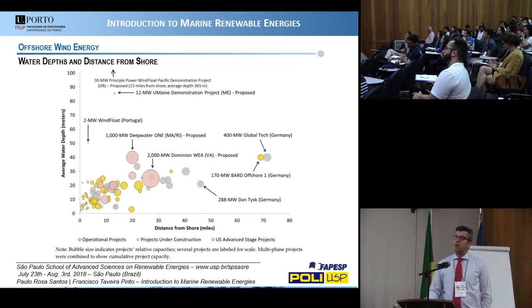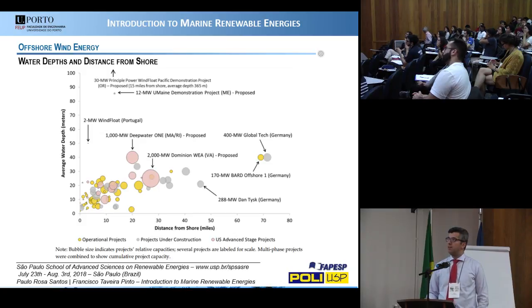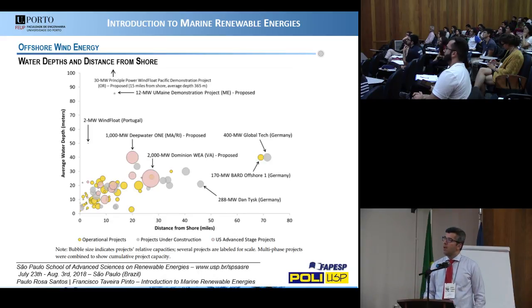We can also see here in this figure information about the distance to the shore and information in terms of water depths in the locations where the parks are installed. So what we can see is that most of the parks are nearby the coast. So in that case, we need a shorter submarine cable to transport the energy to the shore. And in addition, usually we have smaller water depths. So it is easier to install the supporting pile there.